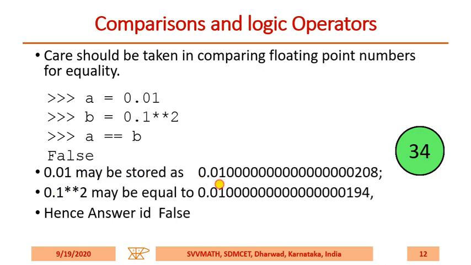0.01 may be stored as 0.01 followed by many zeros and then 208. When I do 0.1 exponential 2, it may become equal to this much. Hence the answer is false. You can pause the video and try to understand this. I will wait for another 3 seconds.